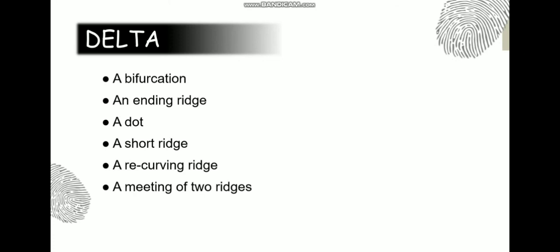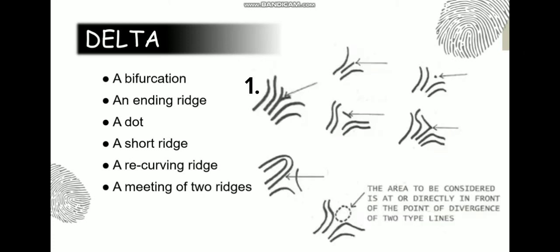So here are the classification of the deltas. Number 1 is a bifurcation. Number 2 is an ending ridge. Number 3 is a dot. Number 4 a short ridge. Number 5 is a recurving ridge. Number 6 a meeting of two ridges. The area to be considered is at or directly in front of the point of divergence of two lines.